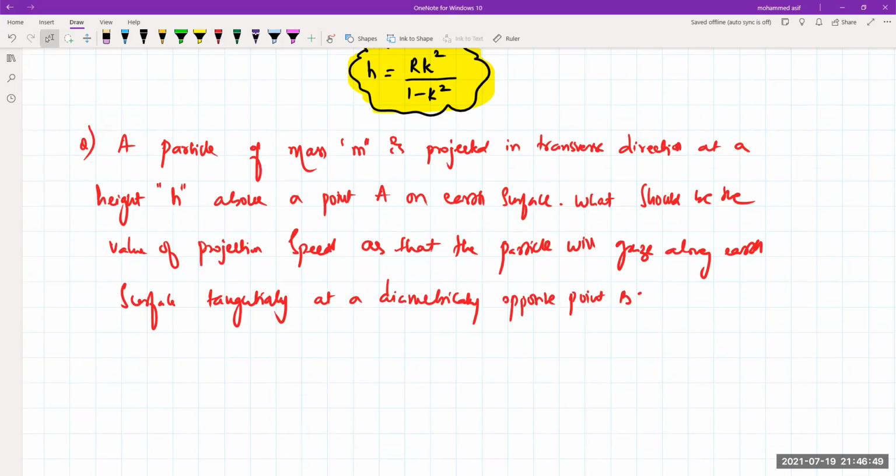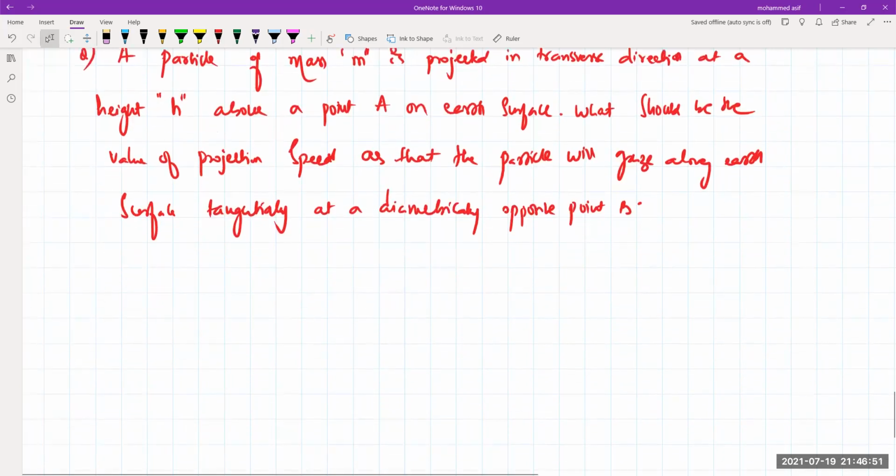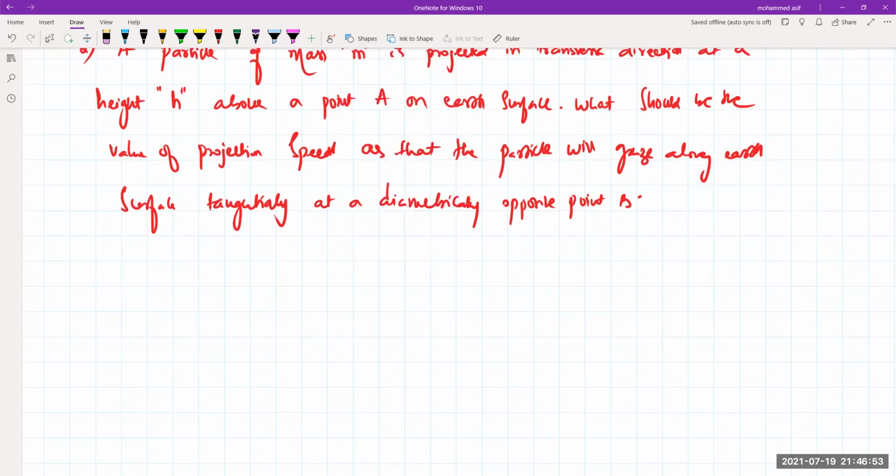Okay, I'll give you the diagram. This is your Earth. And this is a certain height. From here, a particle is being projected transversely like this with a velocity v. This is at the height of h. This is your radius, diameter. This is the center, this is your point A, and this is your point B.